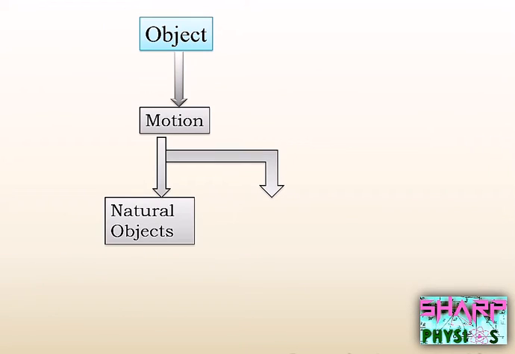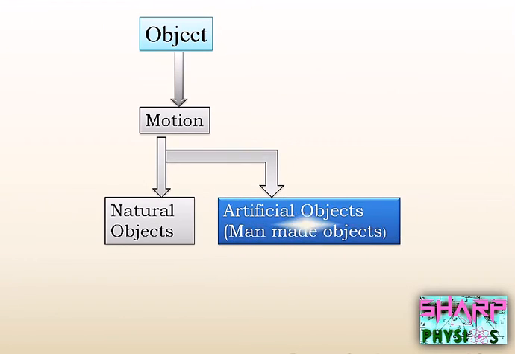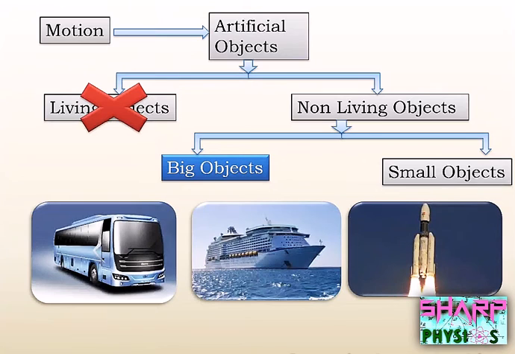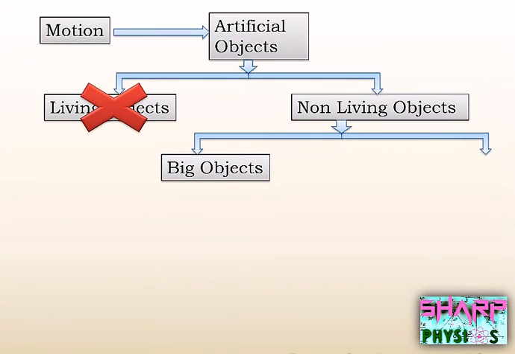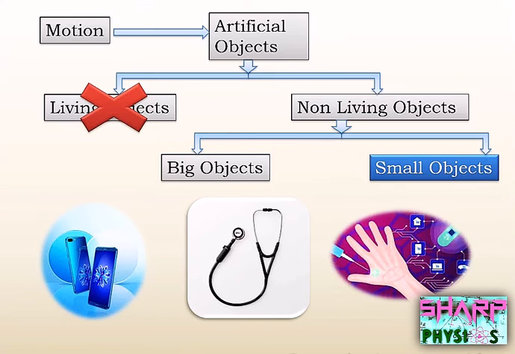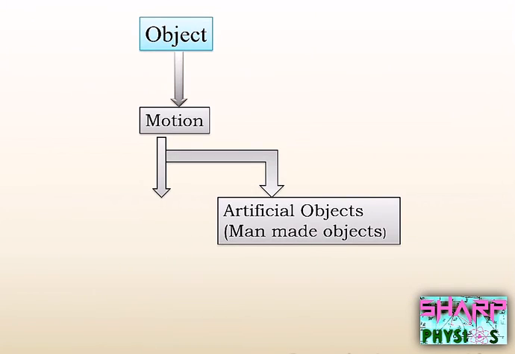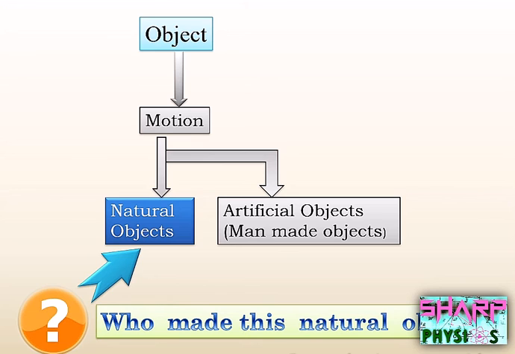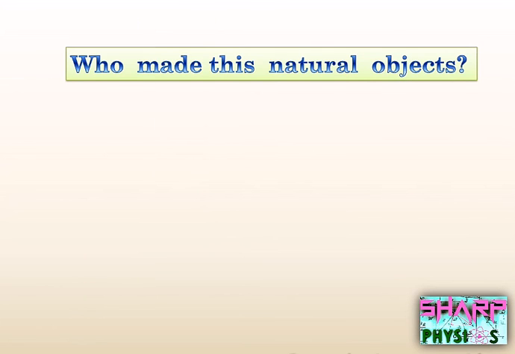Now we will see non-natural objects, that is artificial objects, which are human-made objects. Bus, ship, rocket etc. are all big artificial objects, whereas mobile phone, stethoscope, microchips etc. are all small artificial objects. All the artificial objects are made by humans. But when you come to the natural objects, who made them? Who made the natural objects?